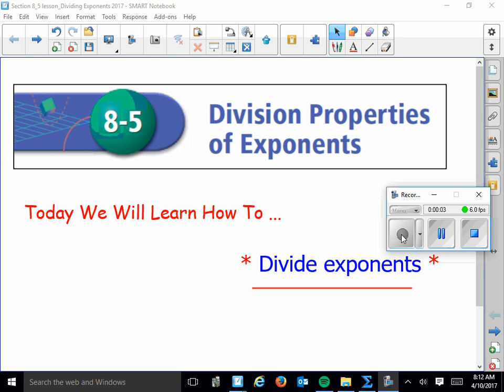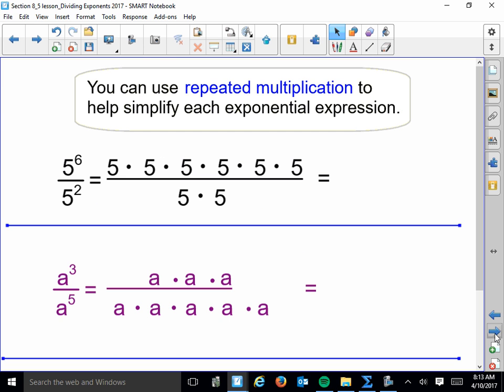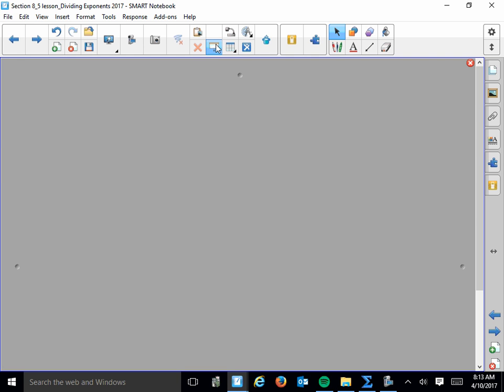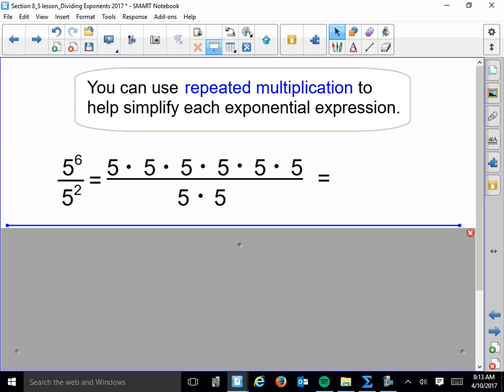Class. Tonight we are going to add 2 more properties to our exponent properties. Tomorrow we're going to create a foldable that puts all of our properties together. But the section is 8.5. It's the division properties of exponents. Okay, let's go ahead and take a look at this example.